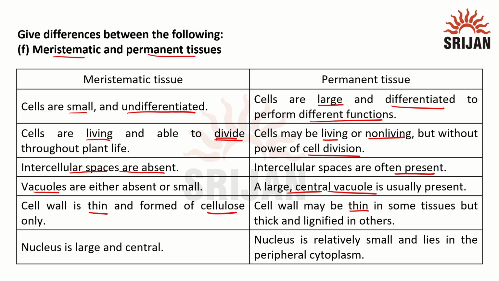In the nucleus, meristematic tissue has a large central nucleus, whereas in permanent tissue, it will be pushed towards the side because of the large central vacuole that is present. So the nucleus is relatively small and lies in the peripheral region, that is the side.